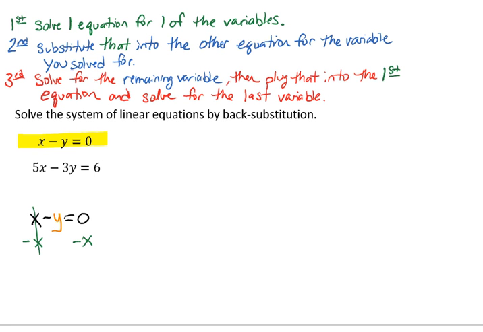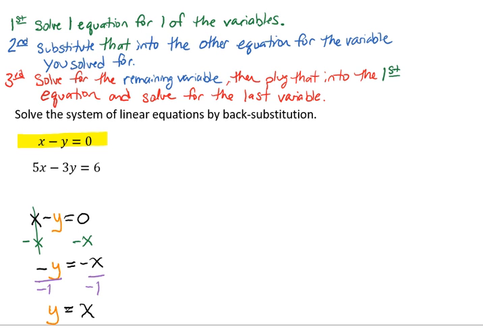So I'm going to begin by subtracting x from both sides to move my x over, and that's going to leave me with negative y equals negative x. Then I'm going to divide both sides by negative 1. That helps to get rid of the negative sign in front of the y. And that's going to leave me with y equals x. So now I've just done step 1.